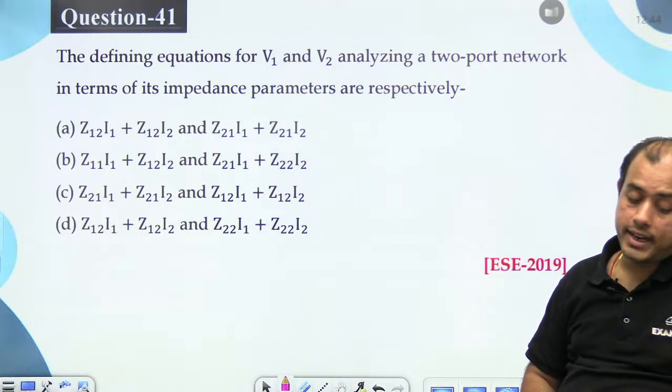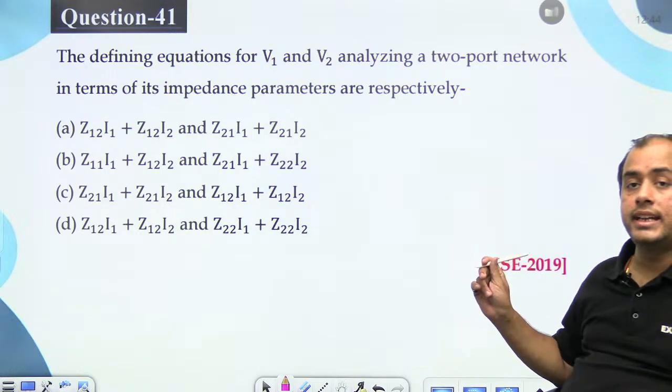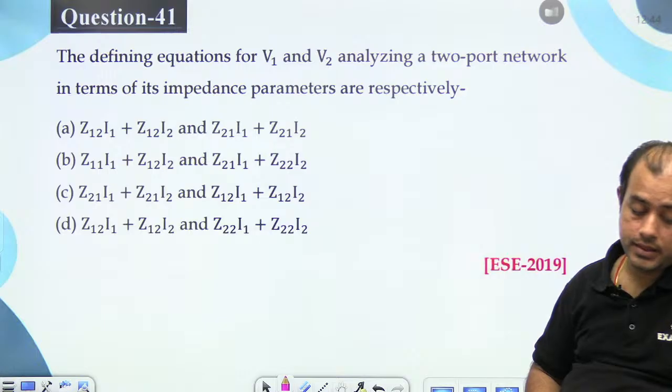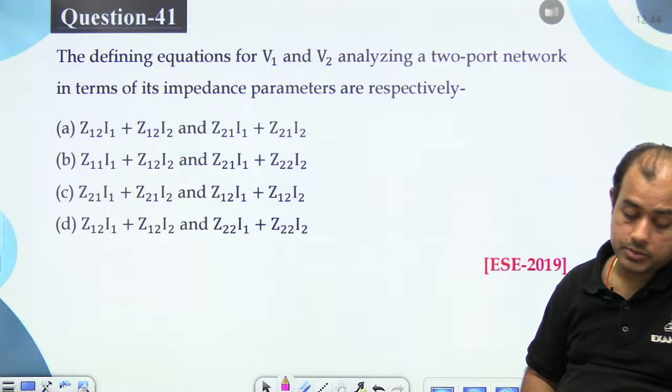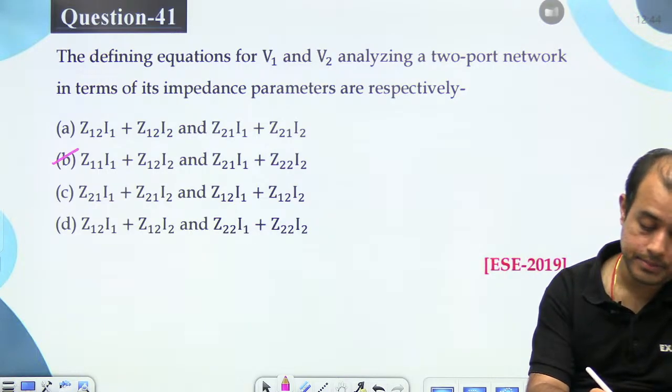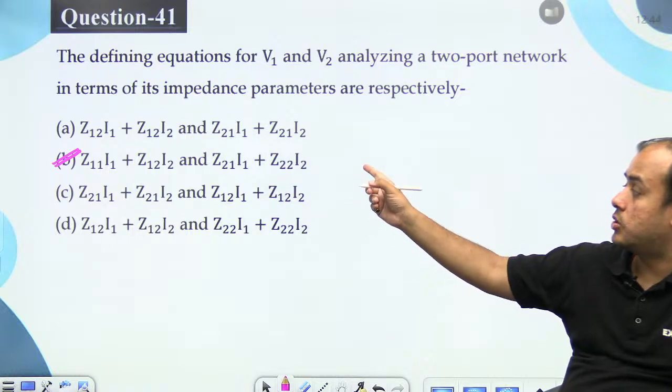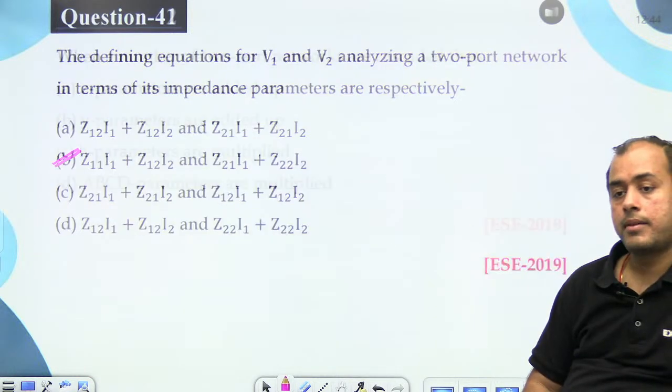V1 and V2 in terms of impedance parameters, ESE 2019, very easy. V1 and V2 in terms of impedance parameters: B. Z11 plus Z12, Z21 and Z22.